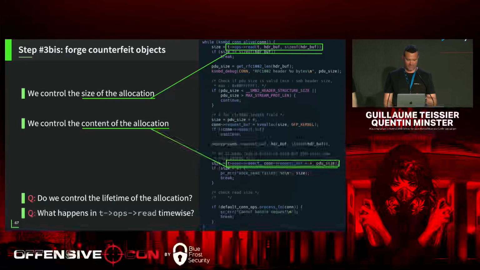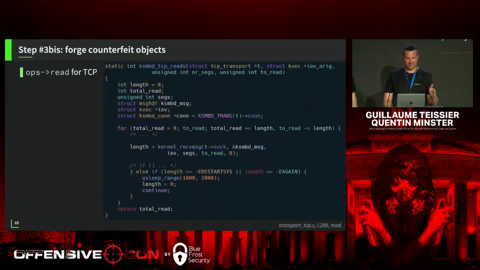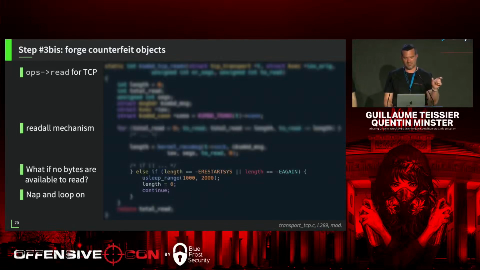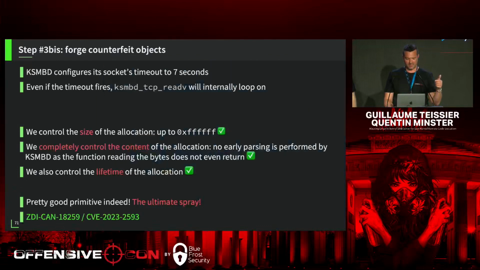Now the question is, are we able to control the lifetime of this allocation? And digging into the function that is used to read the bytes from the TCP connection, we see that yes, this is something that should be feasible, because first, there is a read-all mechanism, which means that if we set the size of the request to something big, then the function will wait for all those bytes to arrive before returning. And next, even if there is a timeout which is set on the socket, there is something cool here, because if the receive errors with something that tells that there are no bytes currently available at that time, then the current thread will just nap and loop on, which means that it will resume to fill the buffer at the point where it last filled. So there is a timeout, but due to the error in the code, the timeout will not work, and the function will just loop on and wait for all the bytes to arrive.